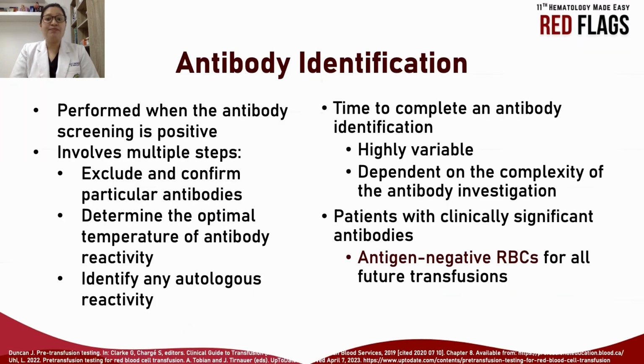Antibody identification is performed when the antibody screening is positive. It involves testing of the patient's plasma with a panel of type O red blood cells with known antigen expression. Antibody identification involves multiple steps designed to exclude and confirm particular antibodies, determine the optimal temperature of antibody reactivity, and identify any autologous reactivity. Extended antigen typing of a patient's red blood cells may also assist in antibody identification by establishing which red blood cell antibodies an individual is likely to develop.